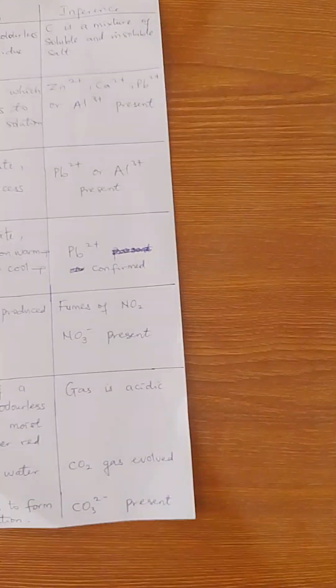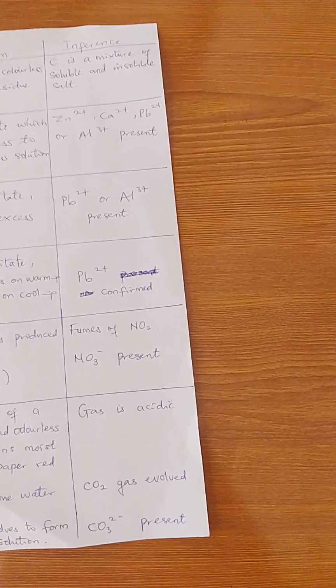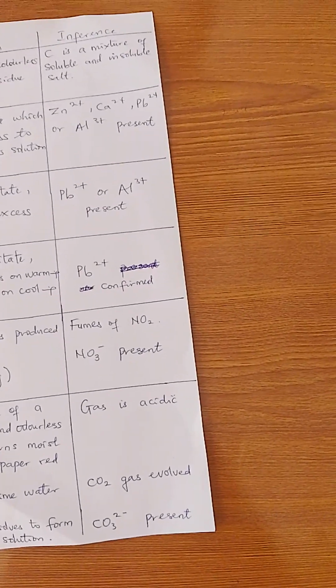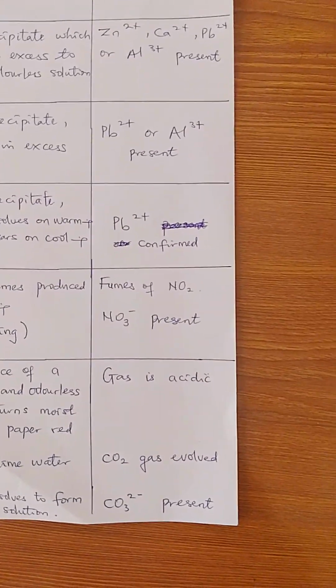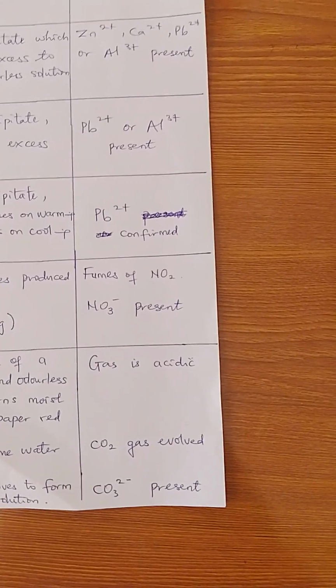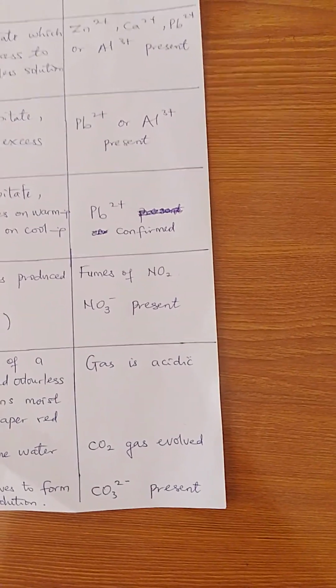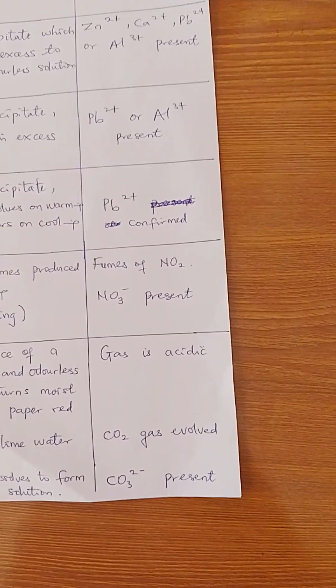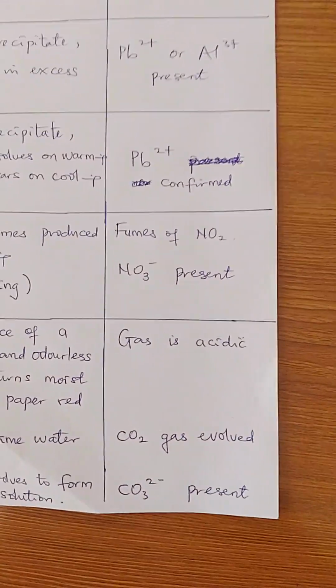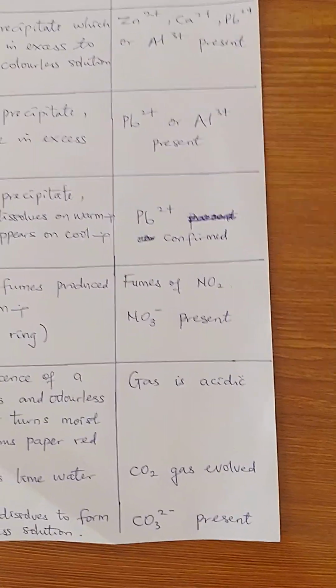And what does that mean? The gas is acidic, when we have effervescence that turns moist blue litmus paper red. That's acidic. Then the gas turning lime water milky, we infer that CO2 gas evolved, and the residue dissolving to form a colorless solution confirms CO3 2- present.